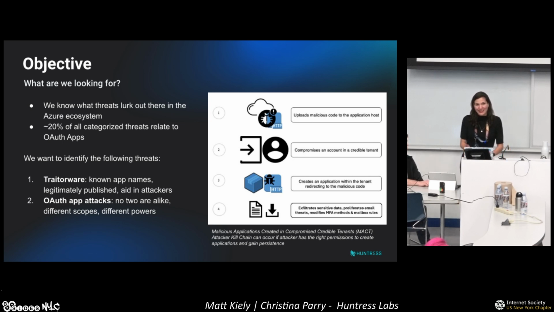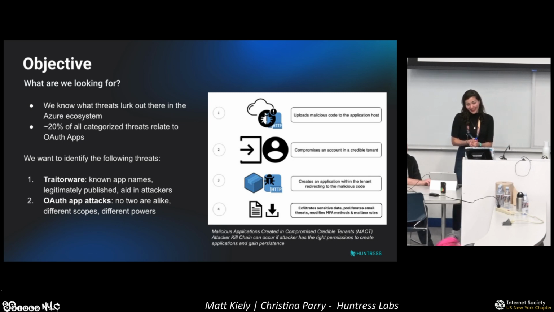At its worst impact, things we have to worry about include malicious applications created in compromised credible tenants, and the attack kill chain can look something like this picture, just to give an example. I think you gave a great example earlier, Matt. So it can just really do a lot of damage. But this is just one example of the broader impact that attacks can have at the SMB scale. And we're going to hone in on how we can identify these.